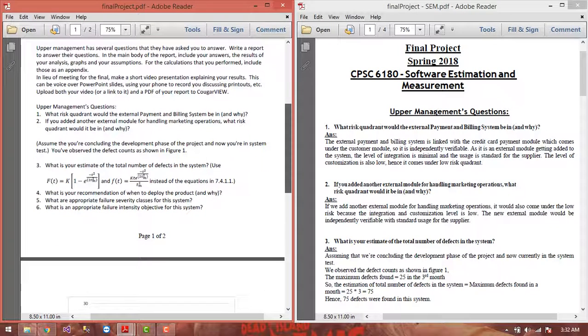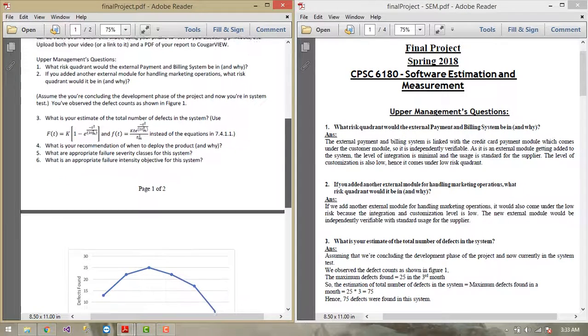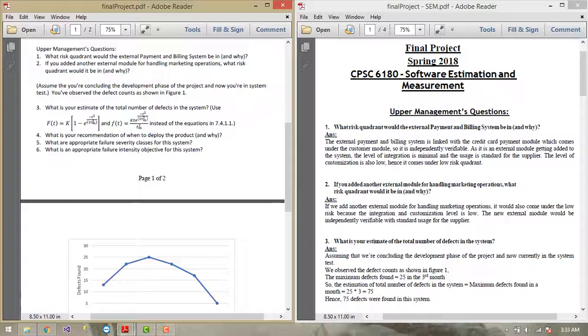I have already written my answers in the report and submitted it to the professor. So it is on the right hand side, the PDF answers. So this is the question. What is the risk quadrant? What risk quadrant would the external payment and billing system be in, and why?